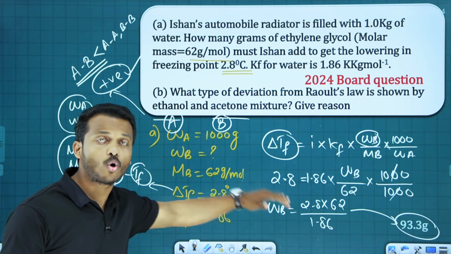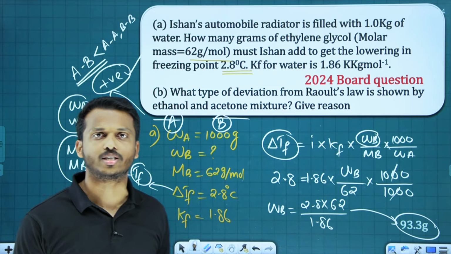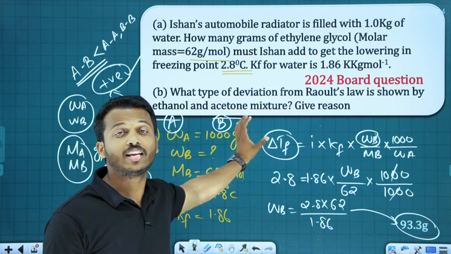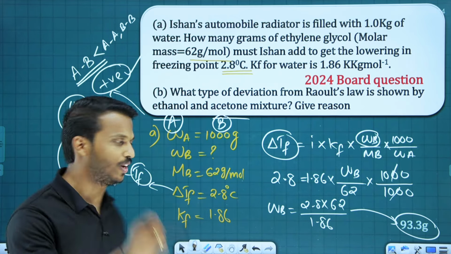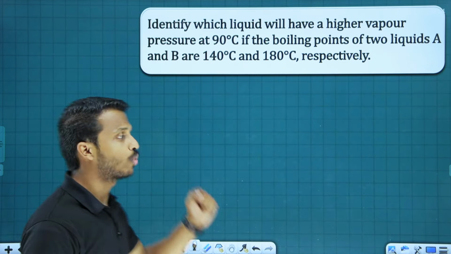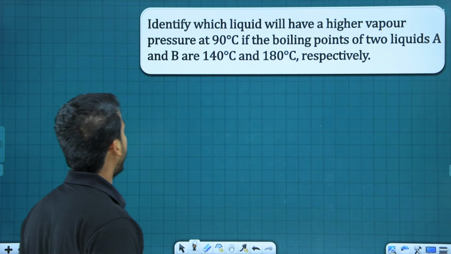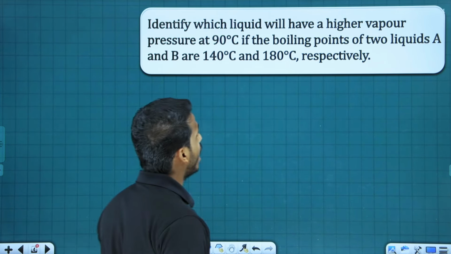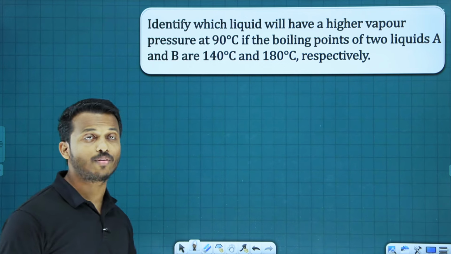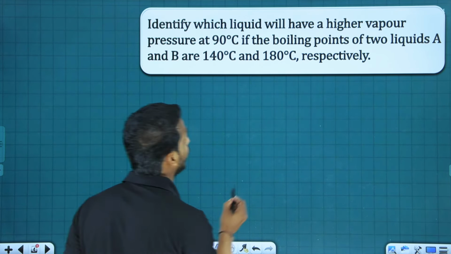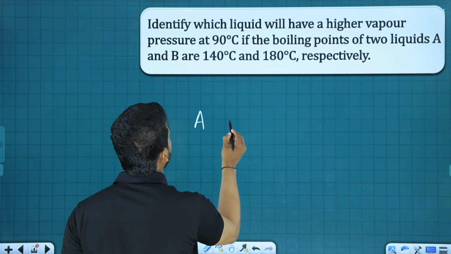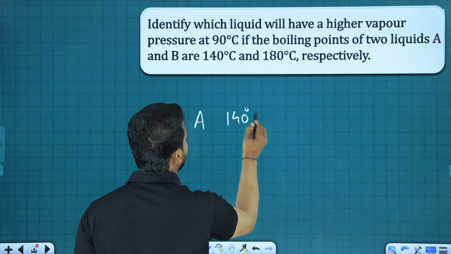There is actually one more question in this 2024 board exam. Same, one numerical, and here instead of Raoult's they asked to state Henry's law. You know the definition. Correct, my dear. Next question, 2020 paper. See that. Identify which liquid will have higher vapor pressure. Which one has higher vapor pressure at 90 degrees Celsius? Boiling point of two liquids. A boiling point is given, 140 degrees Celsius.